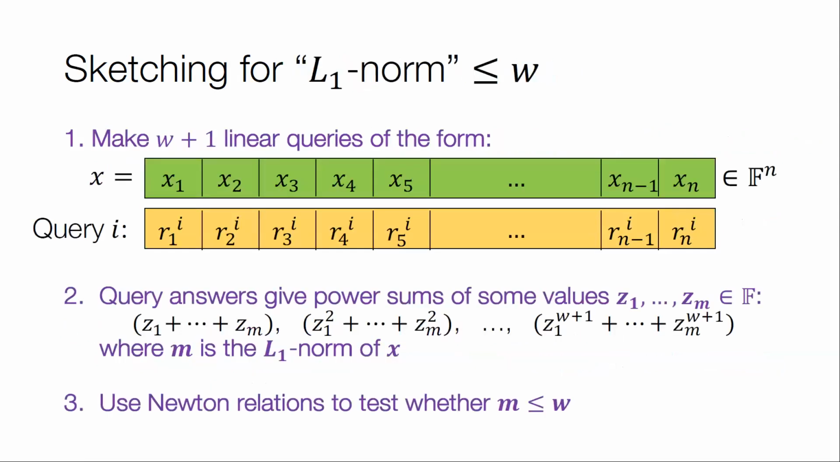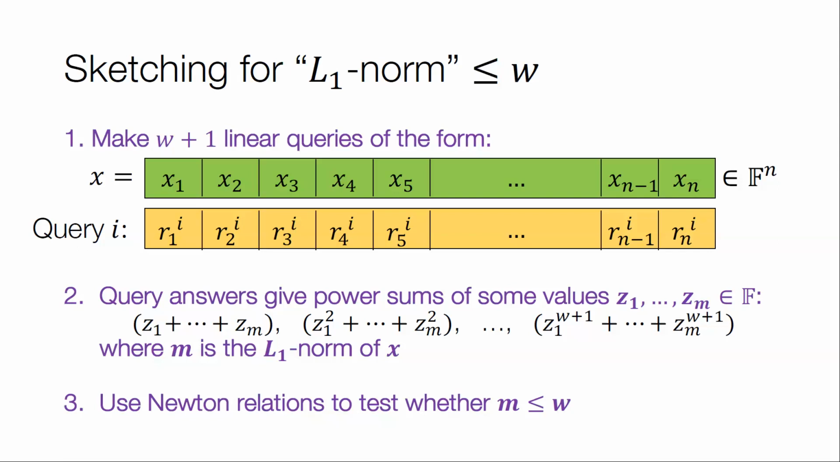The most involved construction maybe is the sketching for the L1 norm. Again, all entries in the vector are between 0 and w, and they sum to w. So here, what we do is make a bunch of linear queries, roughly w linear queries, of the form random 1 to the i, random 2 to the i, random 3 to the i, so powers of random elements. That's what the sketching matrix looks like. And the answers to these linear queries, the sketch outputs, if you make queries of this form, are power sums.